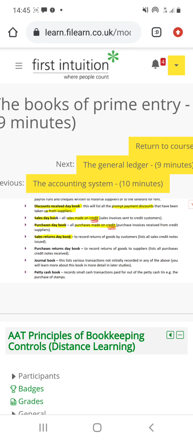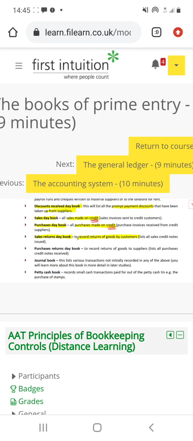Sales return day book. Sometimes, when we send out goods to our customers, for whatever reason the customer might send those goods back. Whether they're faulty, or there was a mistake on the order, or we've given them some goods on what we call sale or return: we'll give you 30 days, sell what you can, anything you don't sell, send back to us. So a sales return day book records the returns that we've had. Any goods that the customer sends back to us go into that sales returns day book.